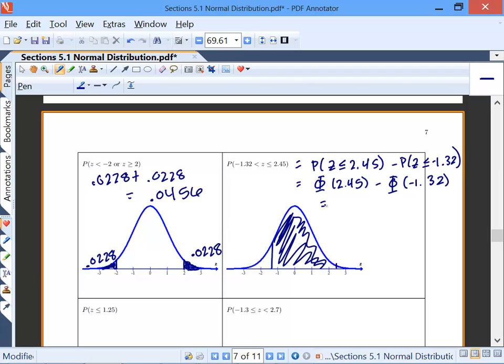So if you have your book, go ahead and look at these two numbers. If I look at my 2.45, I get 0.9929 minus, and look at my negative 1.32, I get 0.0934. So that's 89.95%. Or my probability is 0.8995.